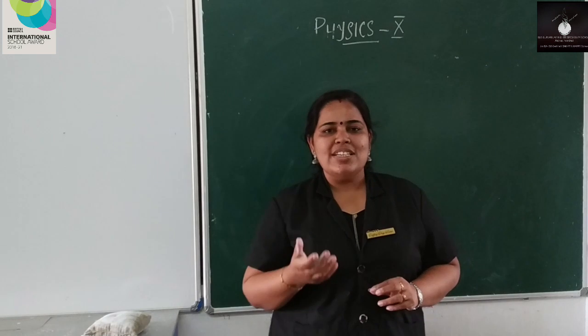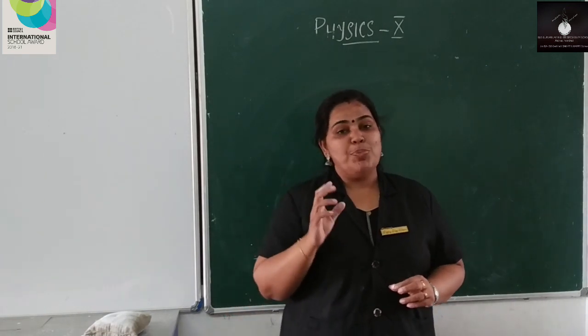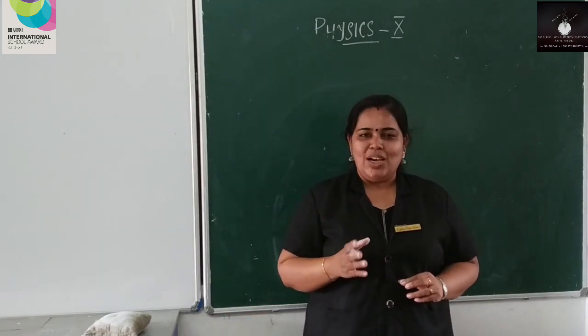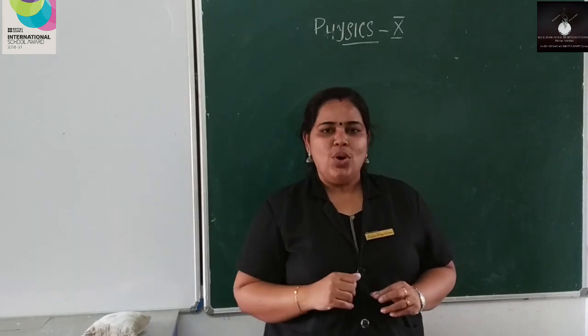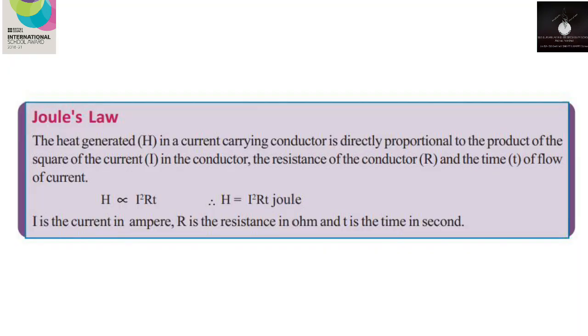Now, we have discussed the factors affecting heat produced in a conductor. Now, we can define Joule's law. The heat generated in a current carrying conductor is directly proportional to the product of the square of the current I, the resistance of the conductor R, and the time of flow of electric current. That is, H is equal to I square RT.